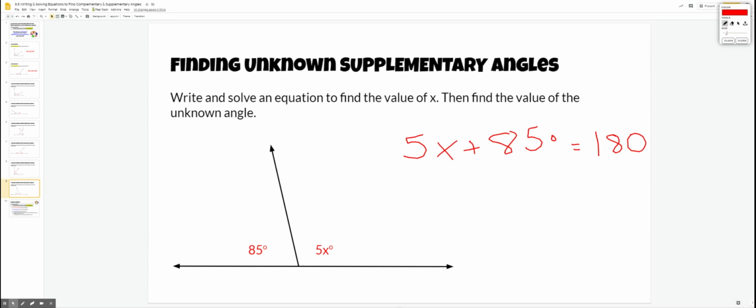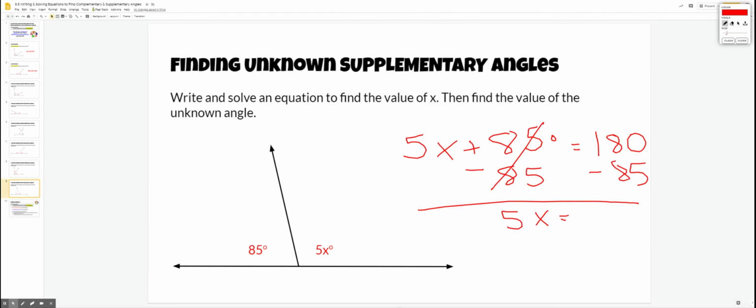Okay, so the first thing you should have done would be subtract 85 from both sides, because remember, we're doing the opposite. We're doing the inverse. These cancel. We're left with 5x over here is equal to 95. The last step would be the inverse of multiply by 5, so we would divide by 5. 5's cancel, and they leave us with 95 divided by 5, which gives us 19.